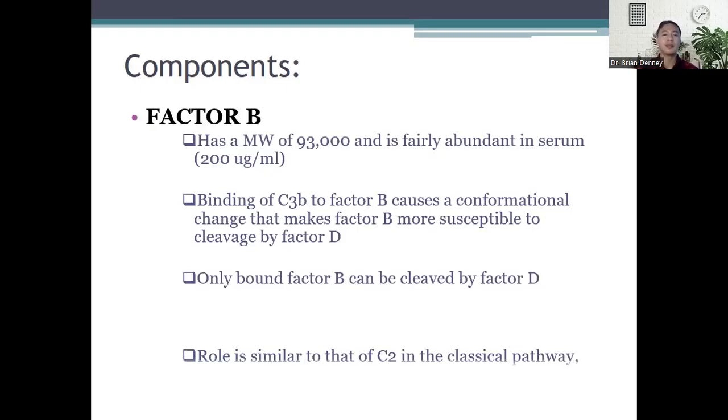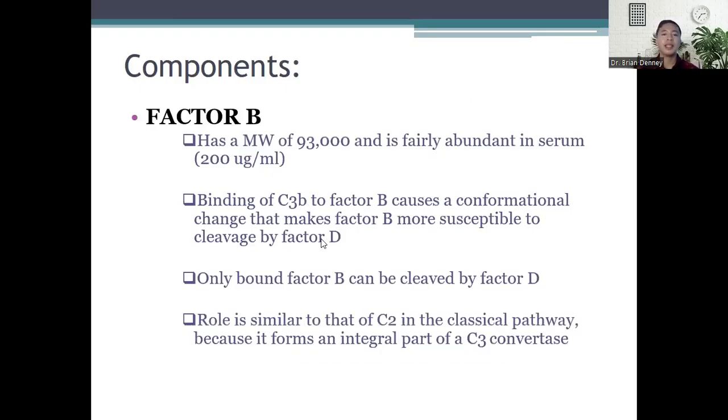So factor B has a molecular weight of 93,000 and is fairly abundant in the serum. Now take note that C3b must be bound to factor B for the alternative pathway cascade to proceed. Otherwise, if factor B is not bound to C3b, there will be no alternative pathway cascade that will happen. So again, it has to be bound to your C3b.